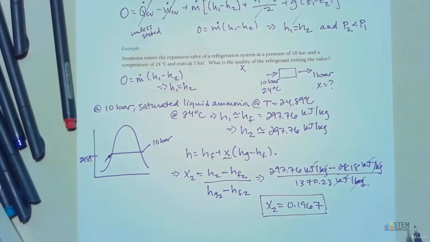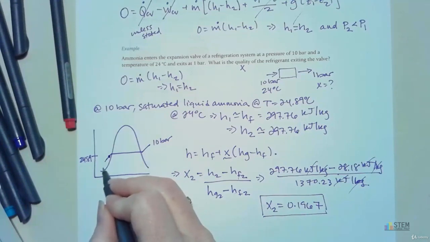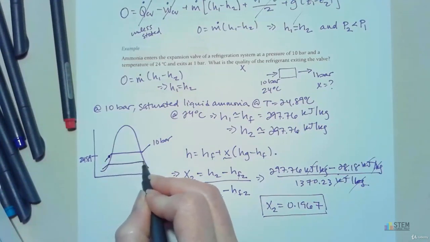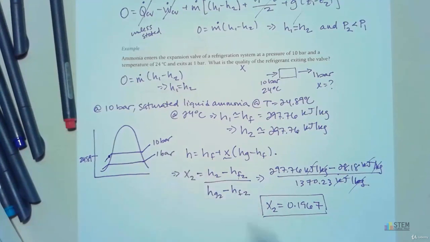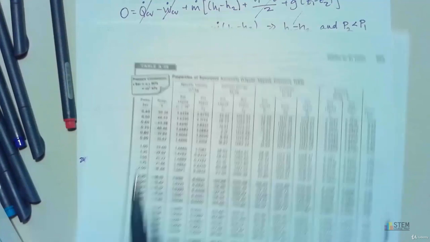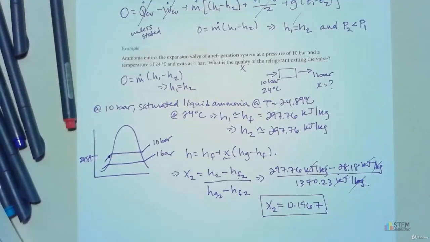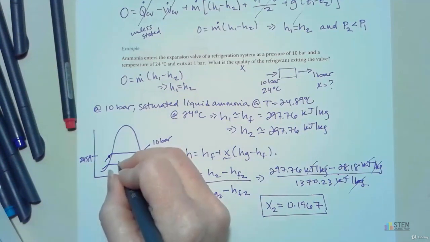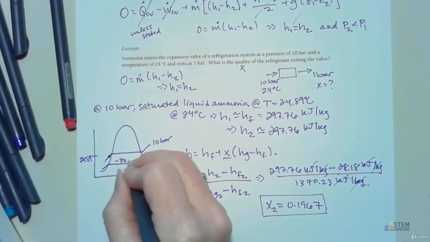Okay, so now we have that. Now if we want to put that over here, we're down to 1 bar, okay, so that's our new pressure. So let's draw this line. This is for 1 bar. If we look up the saturation temperature for 1 bar, we have this value right here, negative 33.6. So notice with ammonia, your temperatures get a lot colder than they did with some of the other substances. So here we're going to have negative 33.6.